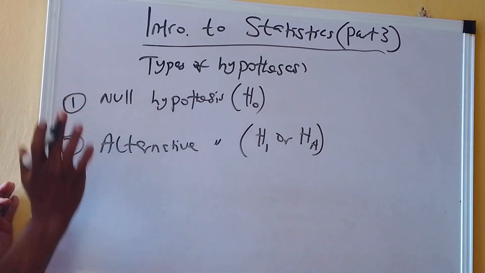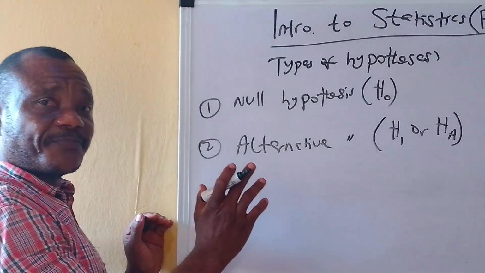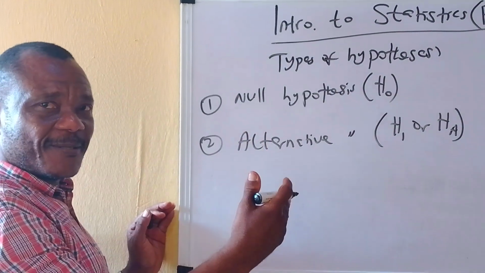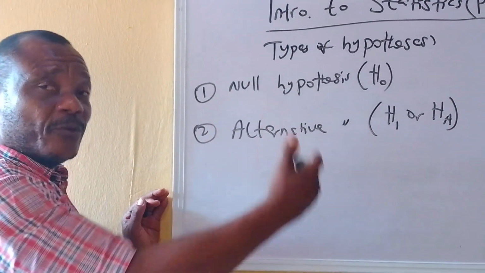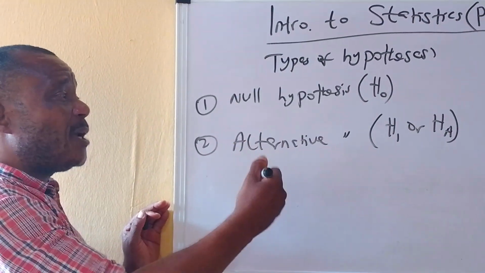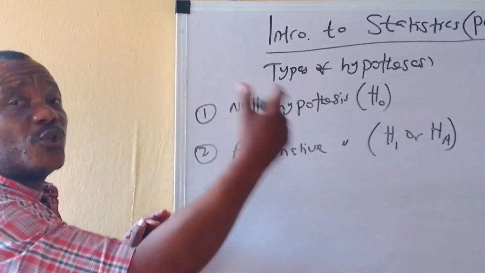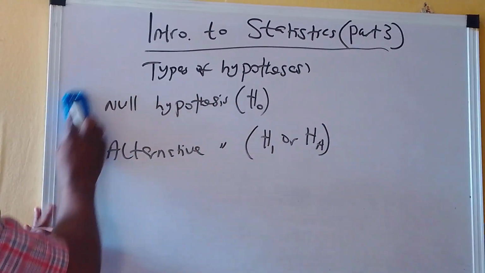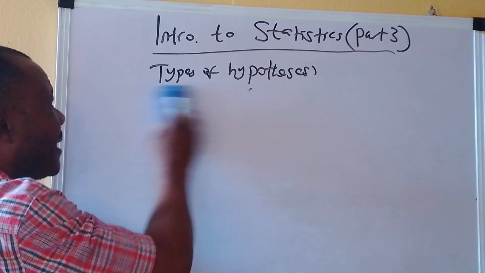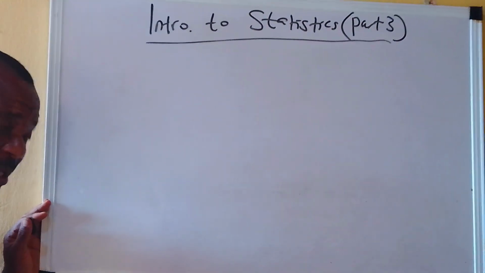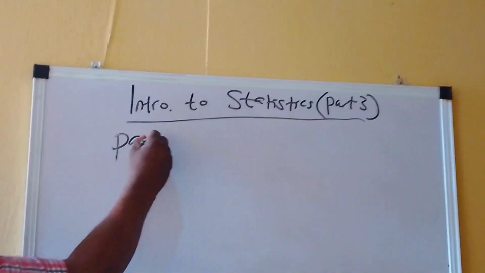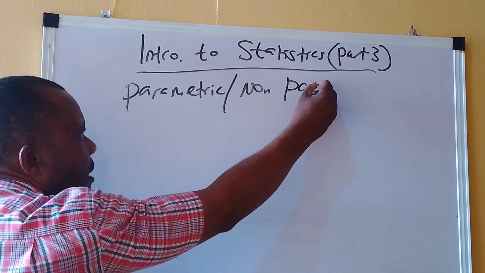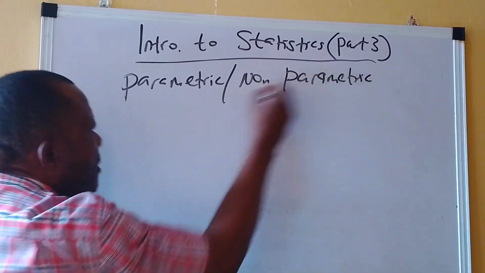So a hypothesis is just a fact that is yet to be tested to be true or correct. It's just a statement that is yet to be proven to be true or correct. So now we'll continue by looking at what we call parametric and non-parametric statistics. It's very important we know what we mean by parametric and non-parametric statistics.